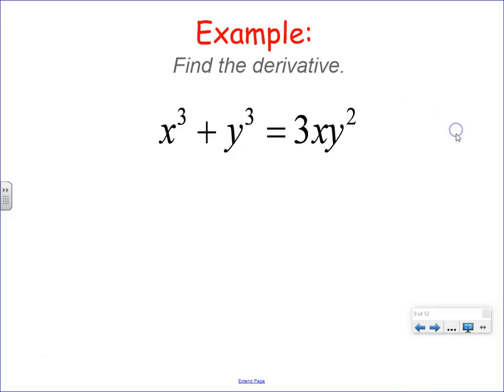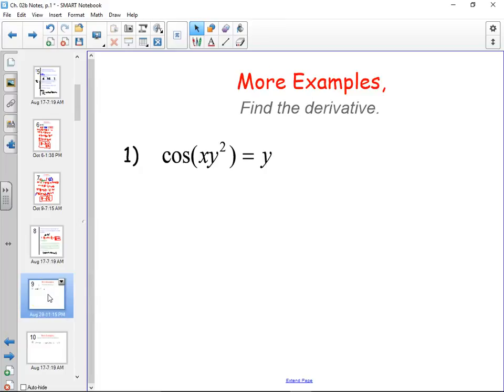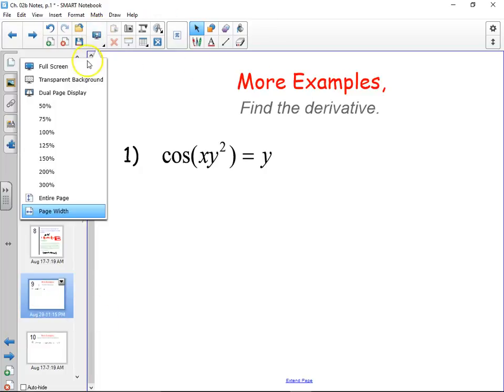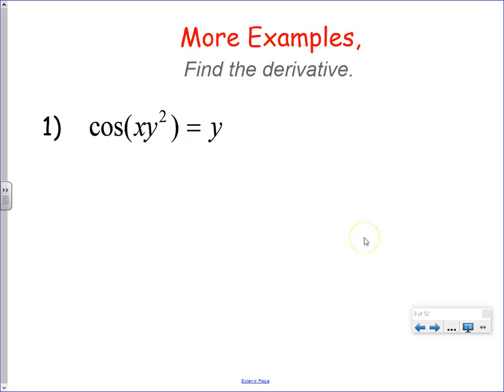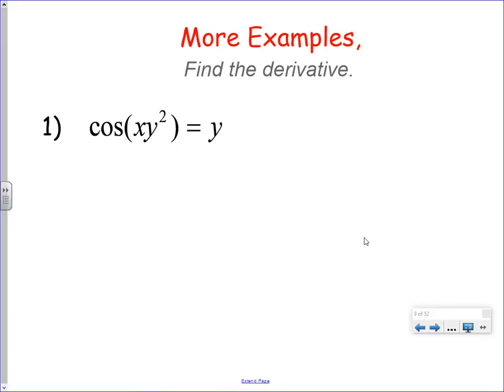Okay. Wait, that's the one we already did, didn't we? Okay, hold on. We've seen him way too much today. Let's get rid of him. This one. There we go. More examples. There we go. Okay, ready, set.